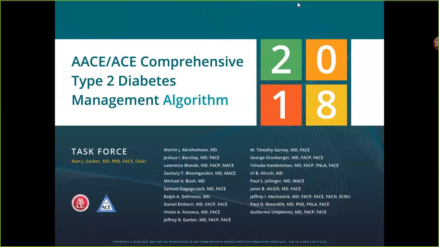So we're just going to go over the ACE Comprehensive Type 2 Diabetes Management Algorithm. Now, there is more to this PowerPoint presentation than what we're actually going to discuss today, but like I said, just a review. I know that a lot of you probably already have seen this and use this tool to help in your practice with your patients with diabetes. So thank you for just listening with us today.